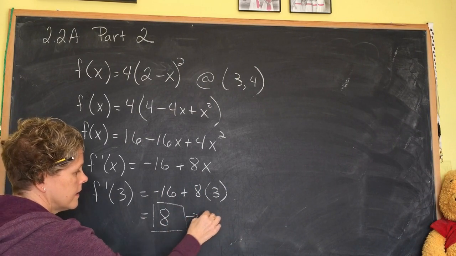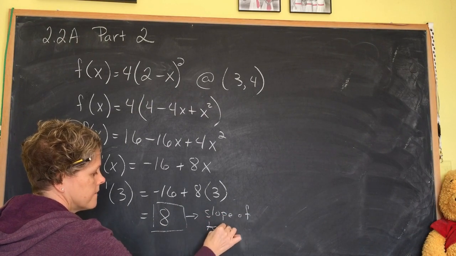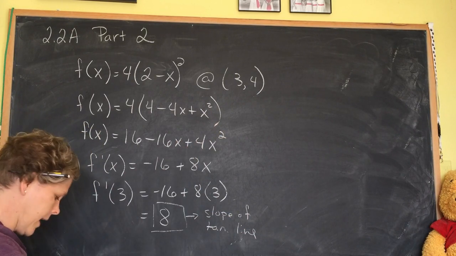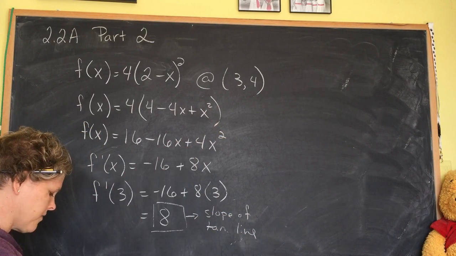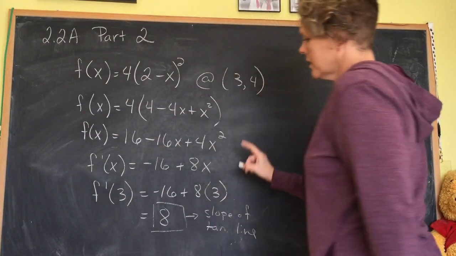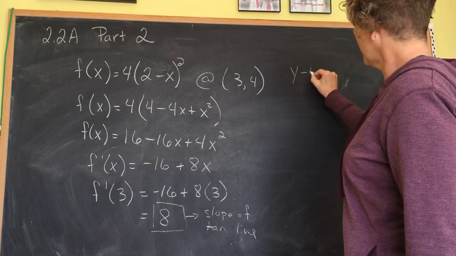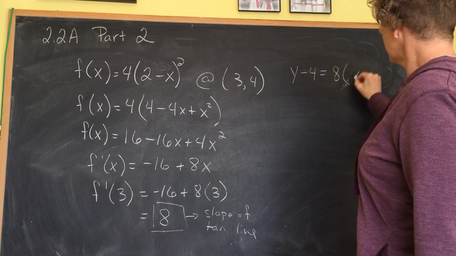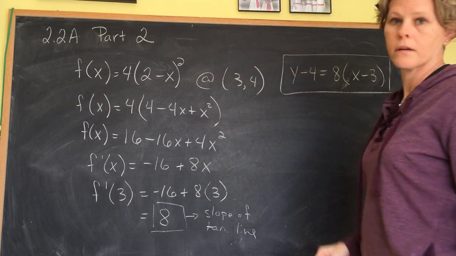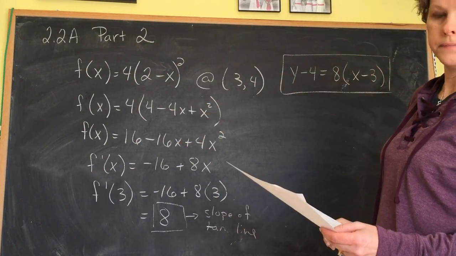Remember, this is the slope of the tangent line at that point 3, 4. Okay, so there's part A. Part B says find the equation of the tangent line. So that should be fairly quick. If I want the equation of the tangent line, that's my slope. I already know my point. So it's got to be y minus 4 is equal to 8 times x minus 3. Done. That's it. So this is part A, and that's part B.